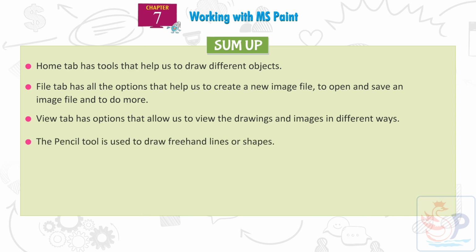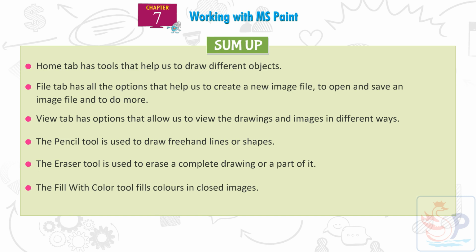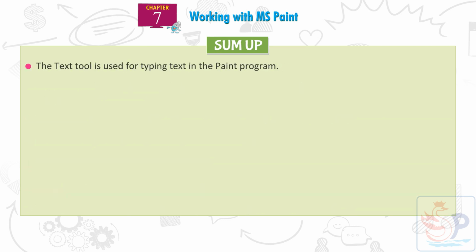The pencil tool is used to draw freehand lines or shapes. The eraser tool is used to erase a complete drawing or a part of it. The Fill with Color tool fills colors in closed images. The Color Picker tool picks the color from an image and fills it in other images. The Text tool is used for typing text in the Paint program. Magnifier helps us to see an enlarged view of an image.